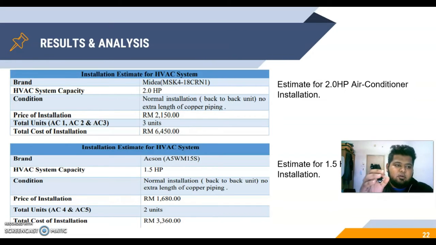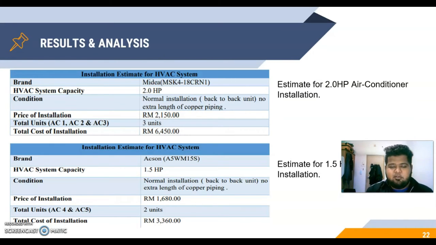Okay, so now let me show you the installation estimate for a HVAC system. Let us look at the 2.0 horsepower system, which is the Midea aircon. Well, this estimate was from a contractor. During my SAM break, I was working with a contractor, and we used to install 2.0 and 1.5 horsepower air conditioners for residential, offices, and also certain buildings according to users' requests.